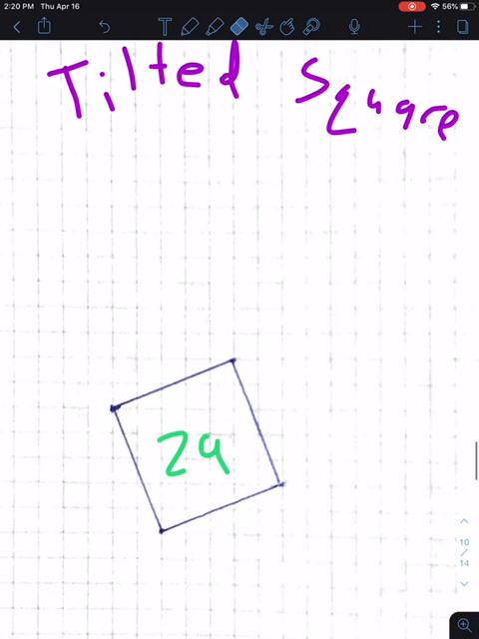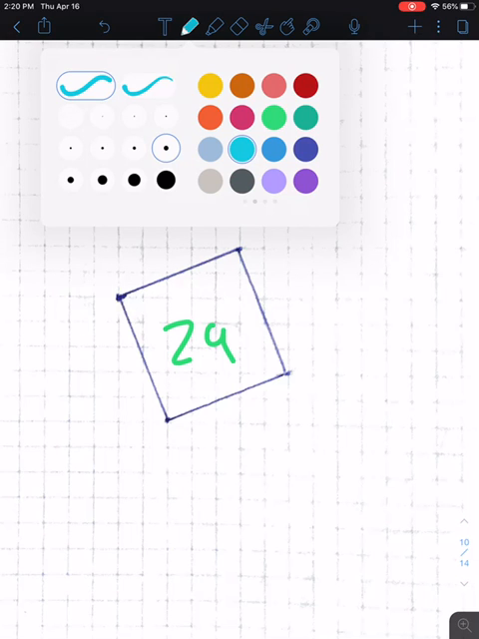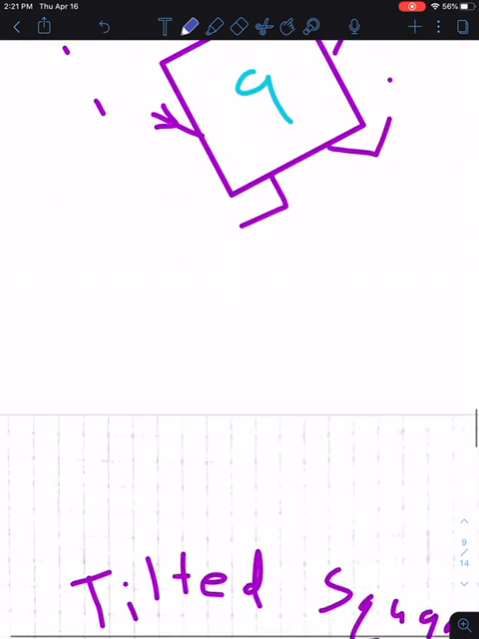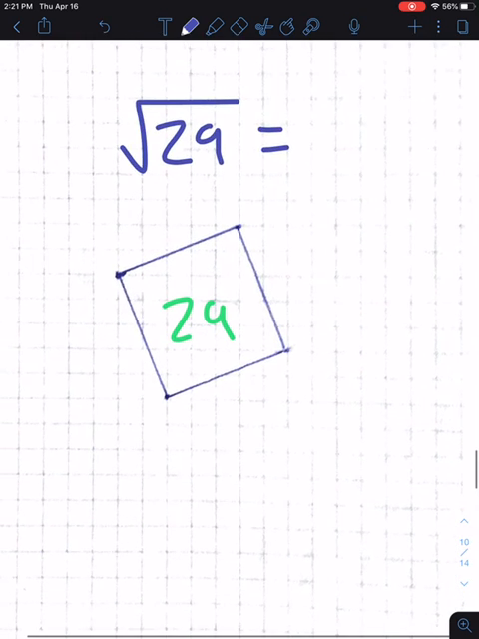Okay, so we've got our tilted square from the example from lesson 1, where our area is 29. Now 29 is not a perfect square, meaning if I took the square root of 29, I'm not going to get a perfect answer. Okay, but let's think of something. So what's a perfect square near 29? Now remember, a perfect square is something where if you square it, you get a rational number, okay? So like up here, the square root of 9, we know is 3, because 3 times 3 is 9. But there's no whole number multiplied by itself that's going to equal 29.